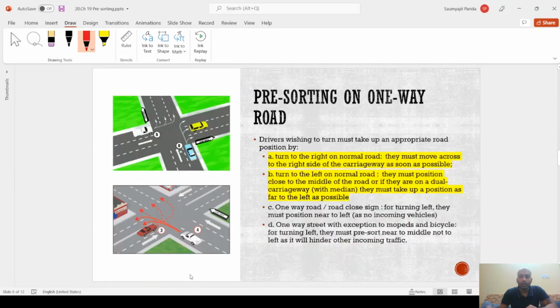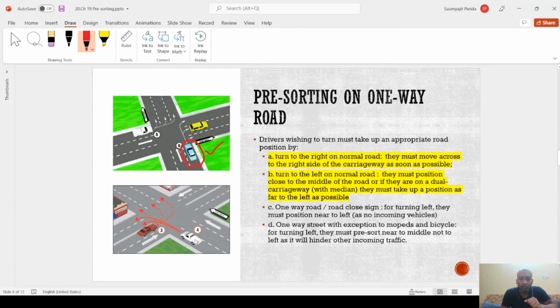Then pre-sorting on a one-way road. Discussing further, a driver wishing to turn must take up an appropriate road position. That is called pre-sorting. Okay, if someone wants to turn right, let's take this as an example, they must move across to the right side of the carriageway as soon as possible. Means the positioning should be on the right side of the road, like this.